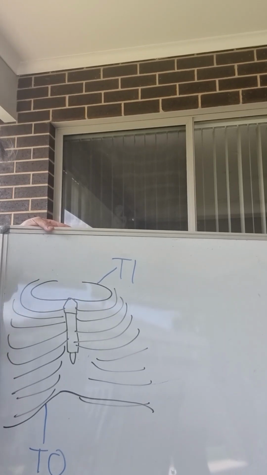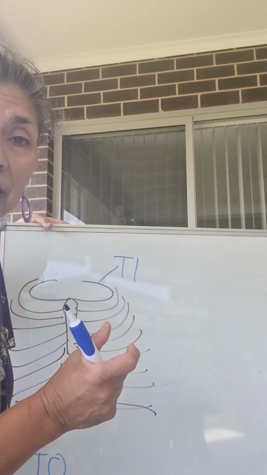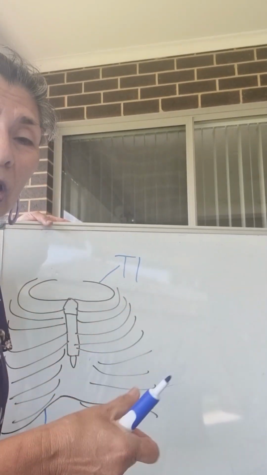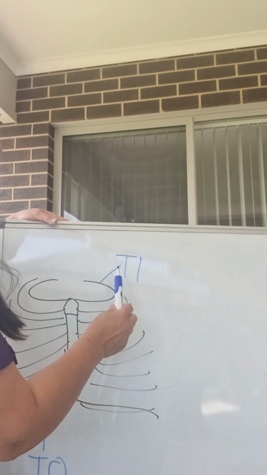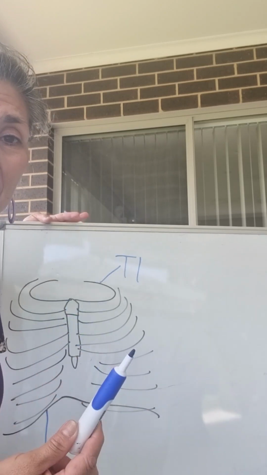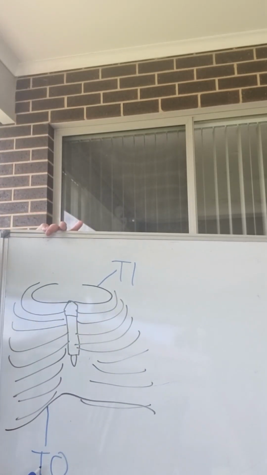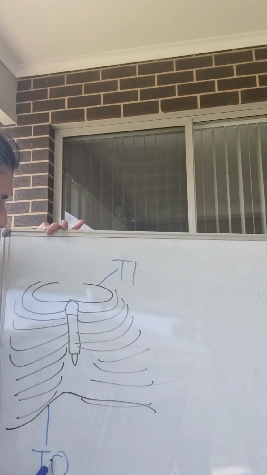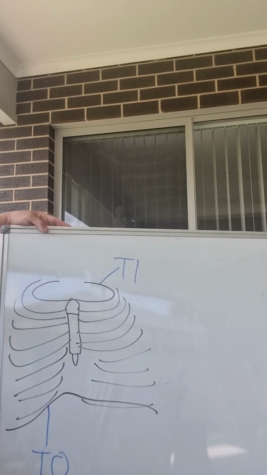I made it shorter. The more you can shorten things, the more you can simplify them, the more likely they're going to stick in your head. So I've written TI as a way of making me remember, what does TI mean? It means thoracic inlet. Same down here. What does TO mean? It means thoracic outlet. So that's the kind of thing I could draw.